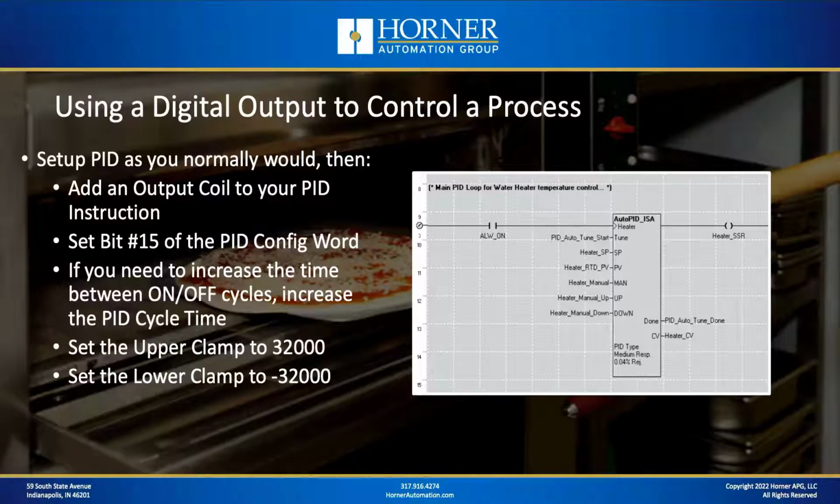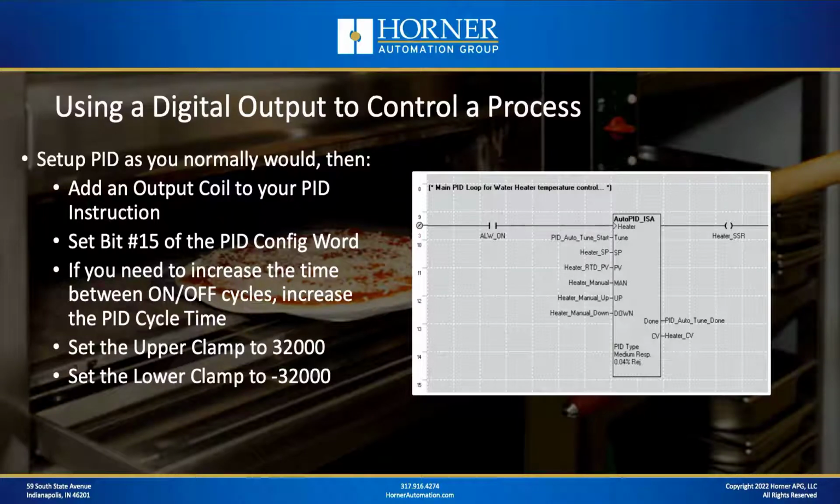Then you need to tell the PID instruction that it's being used with a digital output. To do that, getting back to that config word I talked about a couple slides ago, bit 15 of the config word needs to be set to tell the algorithm that we're using digital output control. Next, we need to consider the output cycle time. If you're using a completely solid-state output actuator and you have no concerns about any kind of mechanical wear or damage over time because of cycling very frequently, then you don't need to worry about that. You can leave it at 0.